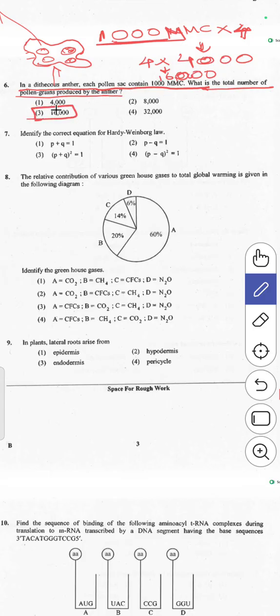So C, our third one, is the right answer, because in a dithecous anther we have 4 pollen sacs, and in every pollen sac we have 1000 mmC. If these 1000 mmC start producing pollen grains, there is a formation of 4 pollen grains from each. If you multiply with the 4000, you will get 16,000. So 16,000 is the right answer for this question.